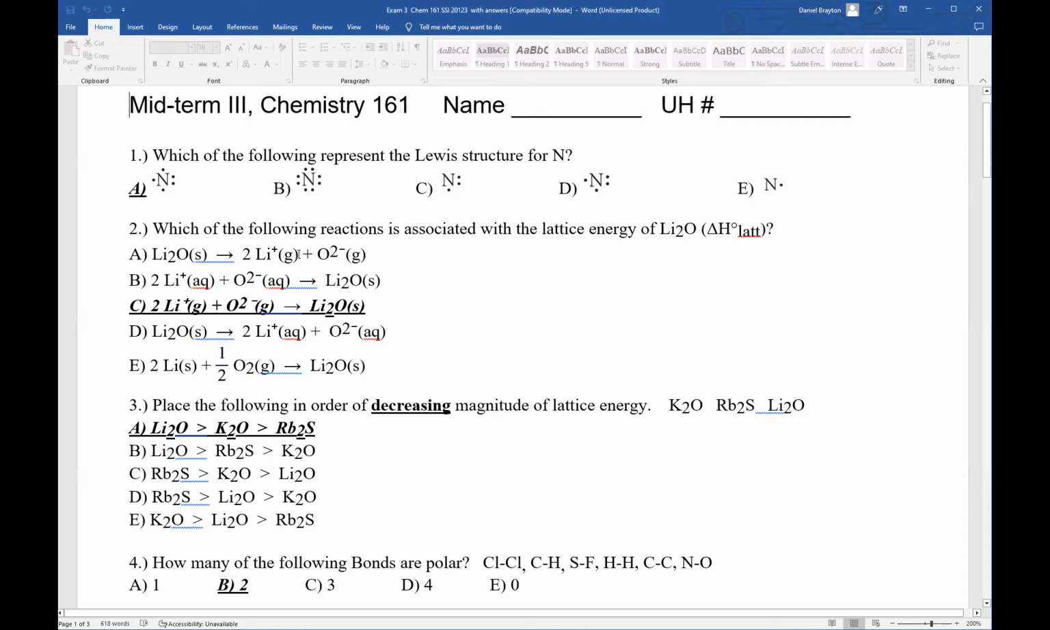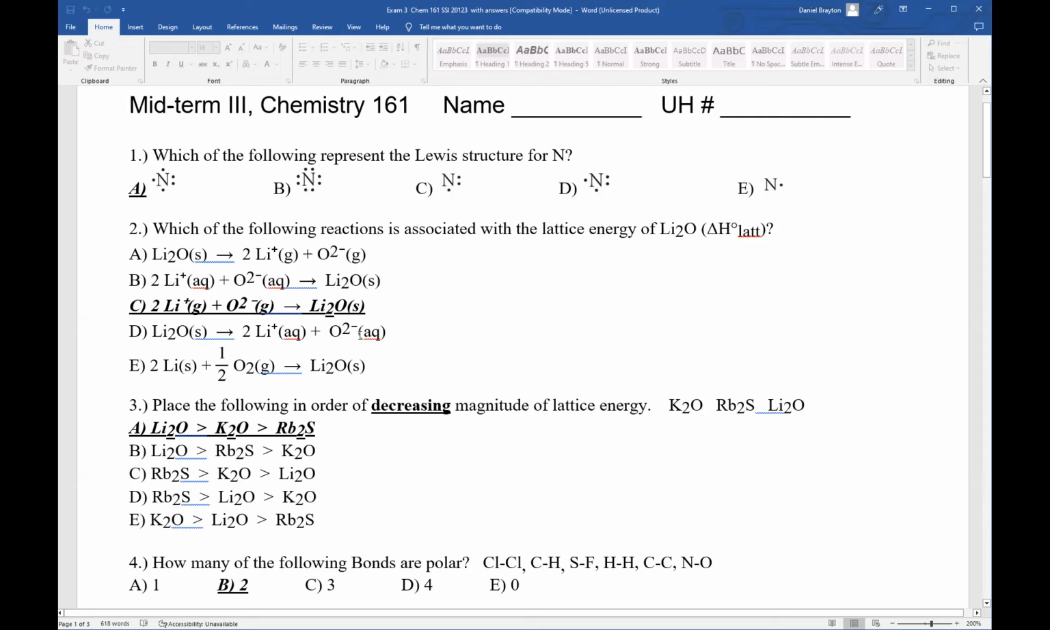2, the lattice energy is that positive energy you get back, and these are from the gas phase, right? So 2 looks like it could be correct, but that's aqueous. A is solid and gas, and that's not how. This is the opposite. That's splitting it apart. That's the opposite.